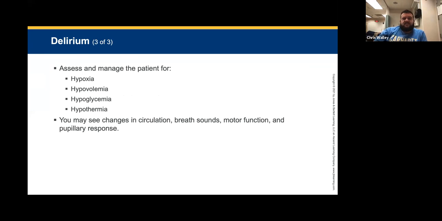So assess and manage the patient for hypoxia, hypovolemia, hypoglycemia and hypothermia. We can fix those. Let's fix that, and that's something that we can do. You may see changes in circulation, breathing, breath sounds, motor functions, and assess pupillary responses. They may be slow, they may be fixed, but check all those signs and symptoms out because that's building your assessment and helping you treat your patient better.